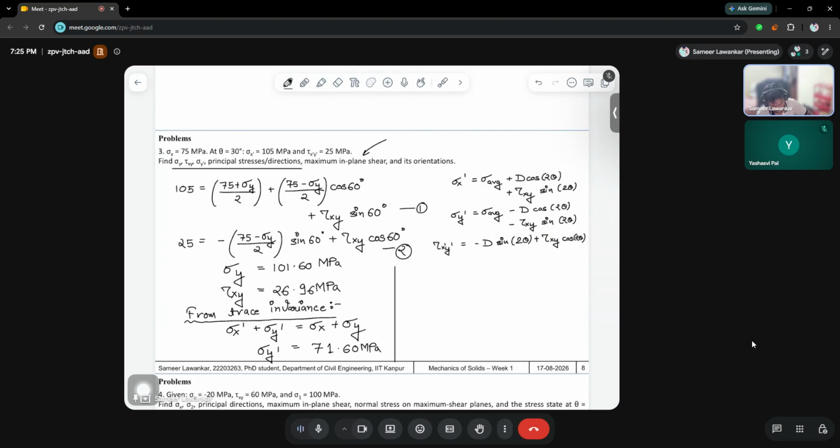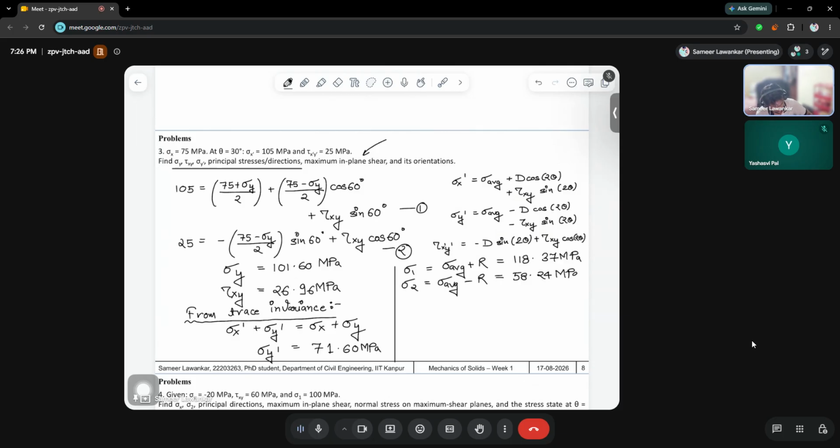Next thing is regarding the principal stress. Sigma 1 is sigma average plus R. Sigma 2 is sigma average minus R. So when you calculate it, sigma average plus R is 118.37 MPa. Sigma 2 is sigma average minus R, which is 58.24 MPa.